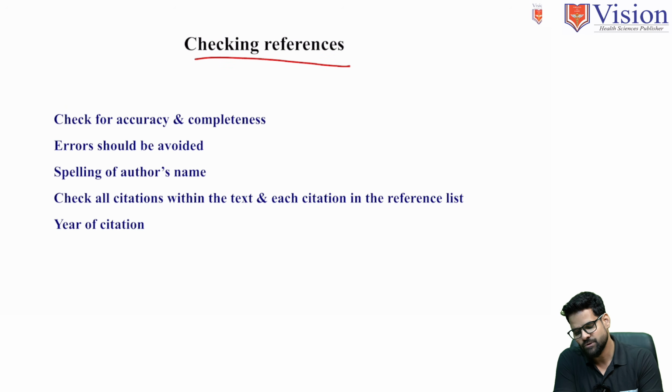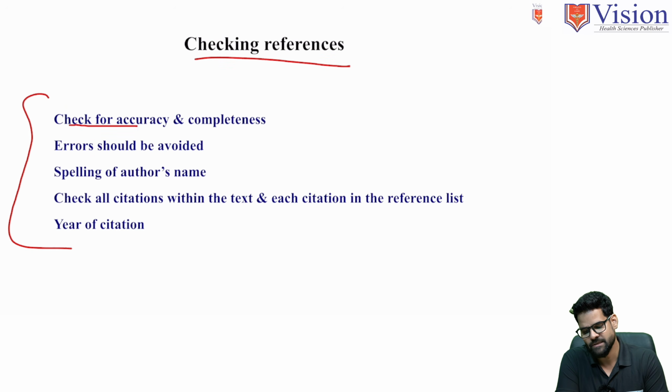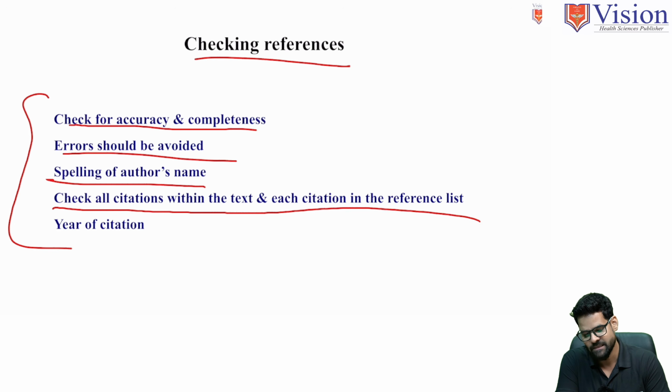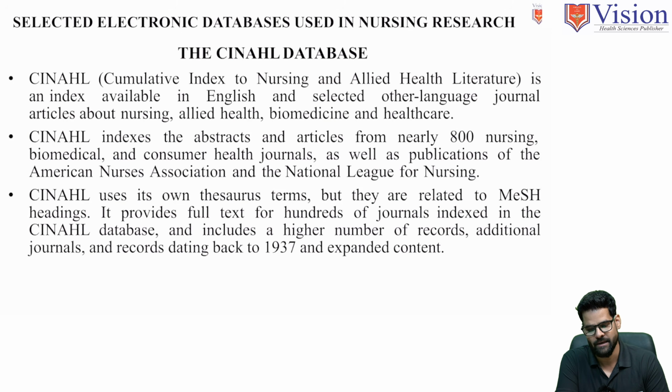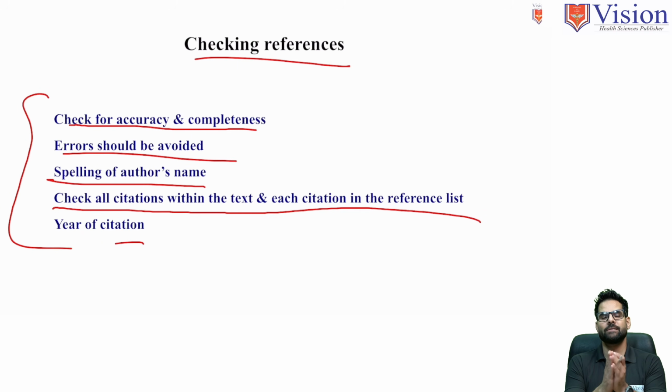The final step here is you just check the references. Check the reference for completeness. Errors should be avoided, in the spelling of the authors' names and everything. Check all the in-text citations, and the year of citation. So with that we complete this chapter, review of literature.